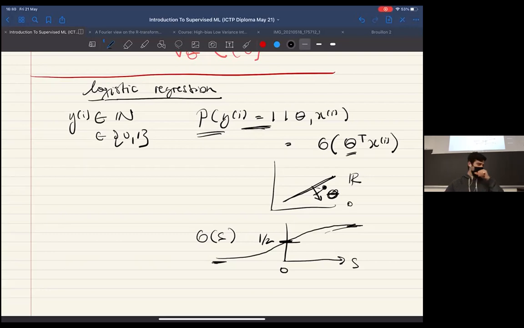So your point is far from the decision boundary, and you are very sure that it should be in class 1. In the other case, if this probability is very close to 0, which means that the inner product between your vector and theta will be a very negative number, then you are far from the decision boundary, but in the other direction, and this probability is close to 0, which means the probability of being equal to 1 is close to 0.